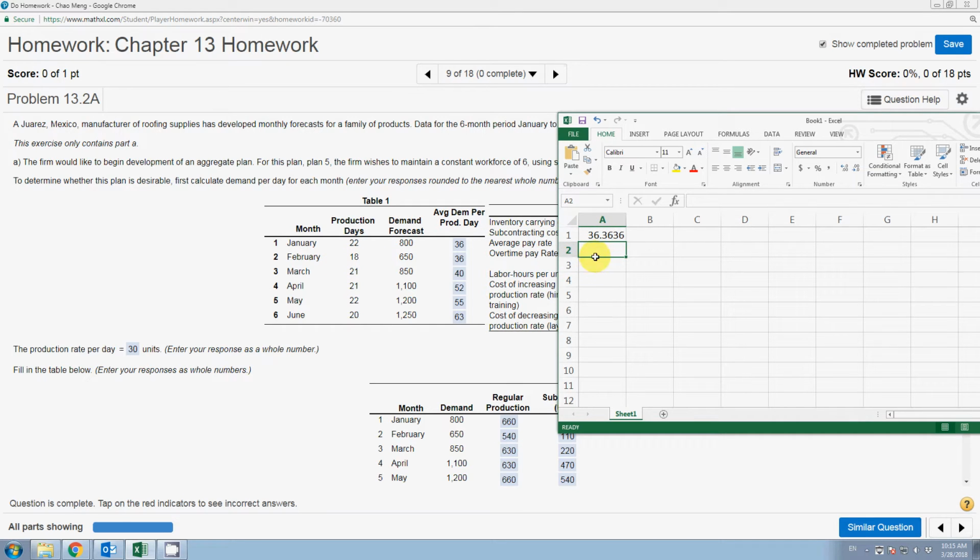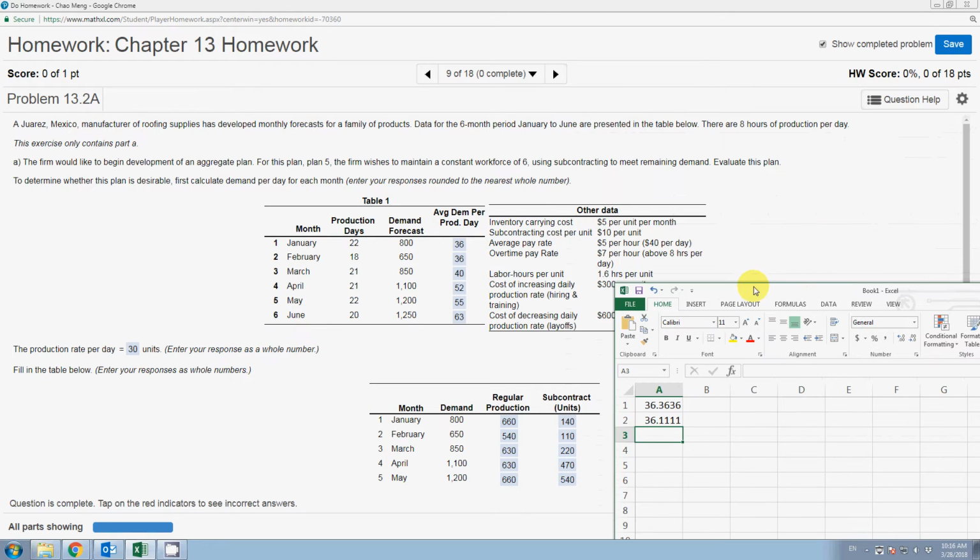And let's do one more, for February. The demand is 650, divided by the production days, which is 18. So we get around 36 as well. We can do the same for March, April, May, and June.